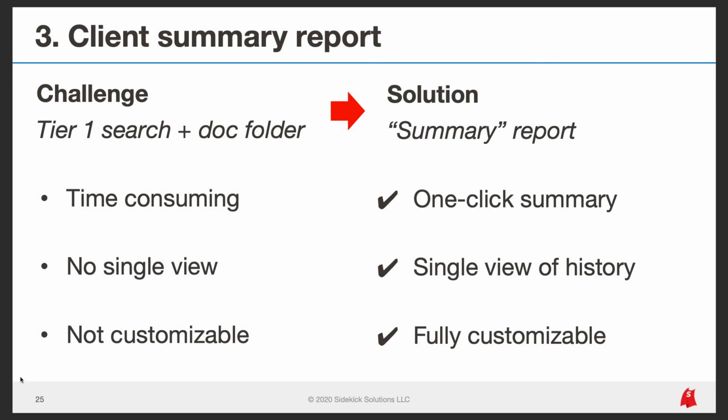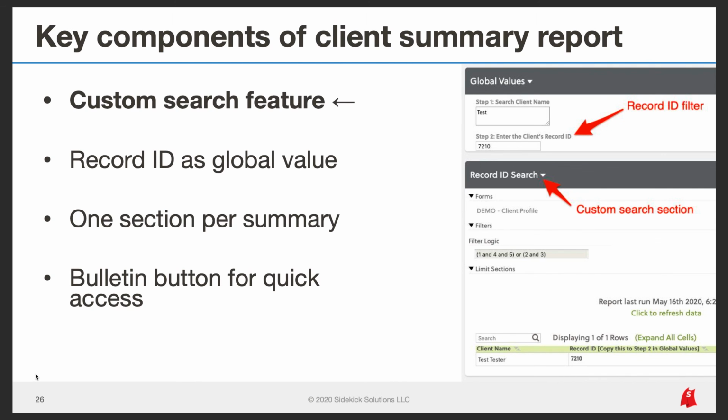Diving through a client's document folder to answer those questions is tedious and time-consuming, and using the Tier 1 search isn't ideal either. So instead, we create a single view with the client summary report. And the client summary report has become one of the most popular reports for our clients because it puts all this stuff together. Another term for the client summary report would be a printout, a profile, or a facesheet report. In total, it's going to summarize and aggregate a client's history into a single view.